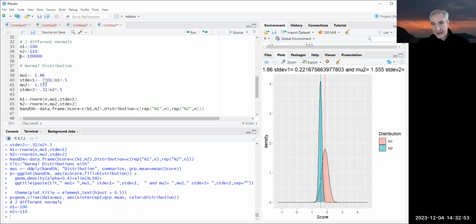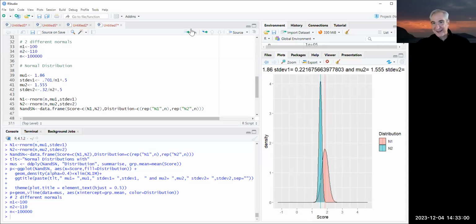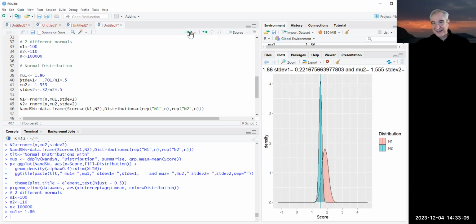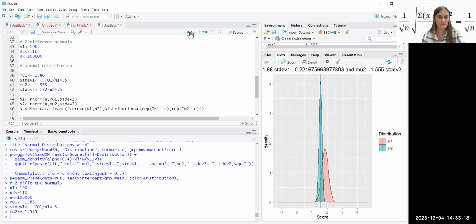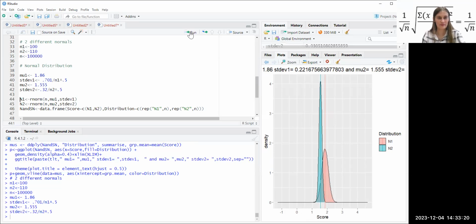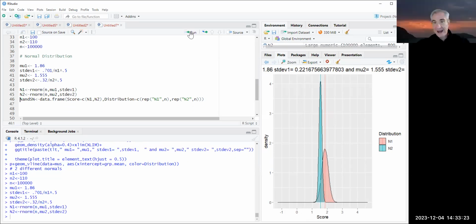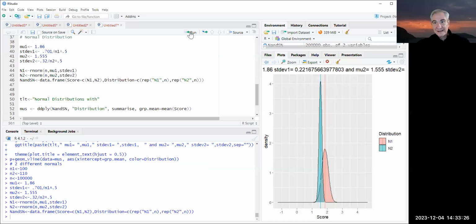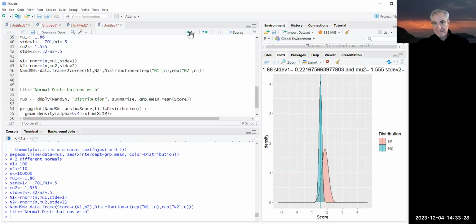I don't have to worry about... Actually, I might as well just reassign n equal to 100,000. It doesn't hurt, of course. The same mean, the same standard deviation, except now we're dividing by the square root of 100 instead of the square root of 10, and the square root of 110. Let's see what happens here. So we should get something that's a lot tighter, I imagine.